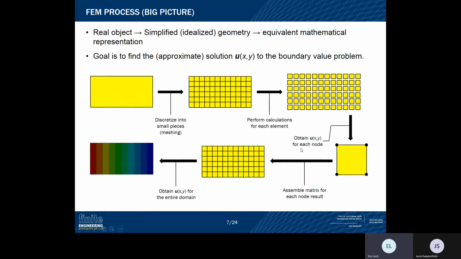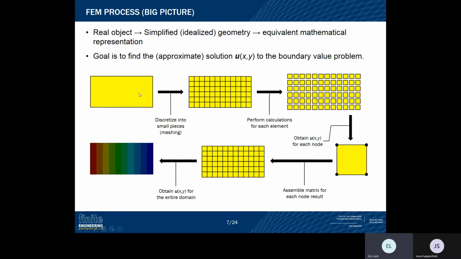And then once we know that, we can take these that we've disassembled, we looked at them each independently, we can reassemble those as a matrix for each nodal result. And then once we put these back together, we can then find our total system displacement, let's say, for the entire domain. So this is kind of our process.